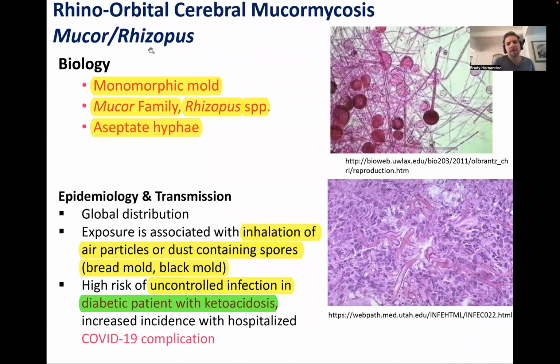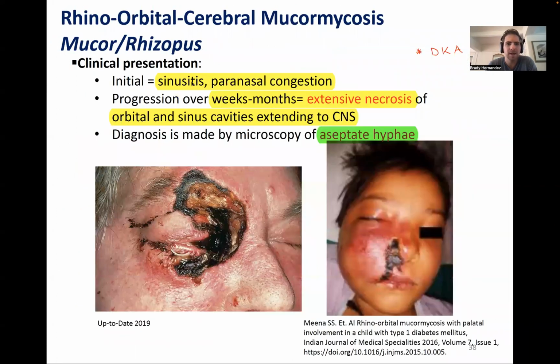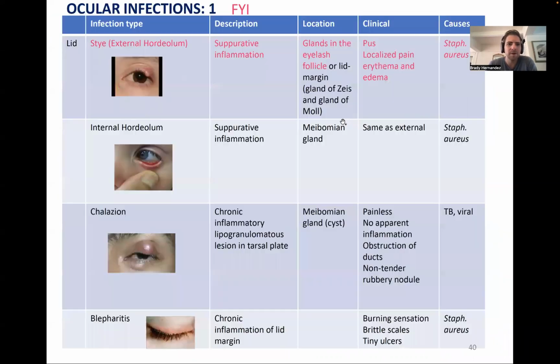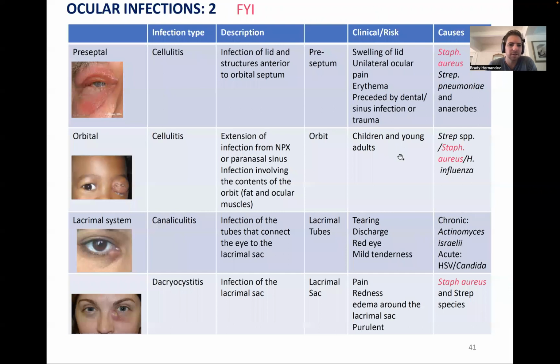Mucor and Rhizopus, when I think about that, I think about diabetics. That's the big one that comes up there. Diabetic with ketoacidosis. Those are the only questions I've ever seen about these two things, the patient had diabetes. Okay, but you can see that extensive necrosis, it's bad for the eye. I think DKA, that's a big one. Don't remember them ever asking about any of this.